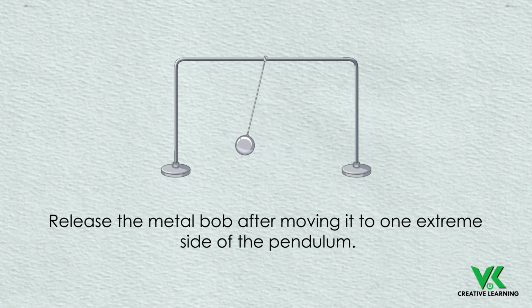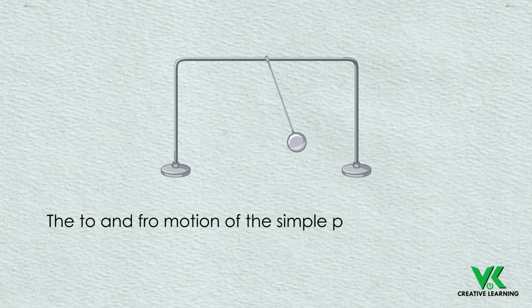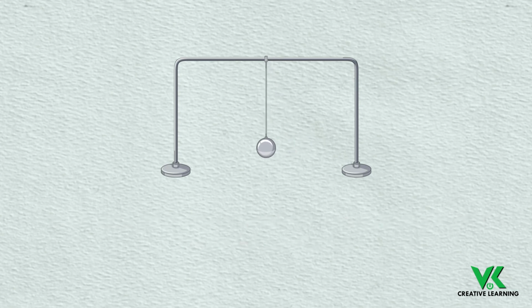Slightly move the pendulum to one side and release it. The pendulum moves to and fro. The to and fro motion of the simple pendulum is called the oscillatory motion. The motion is periodic. What is one oscillation?